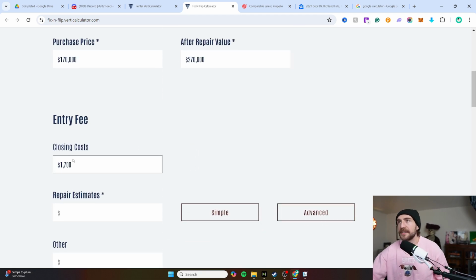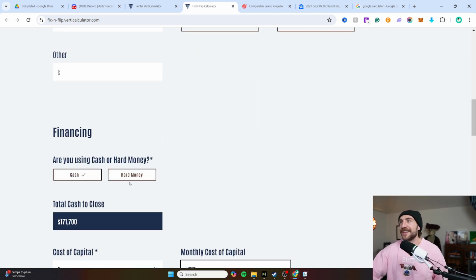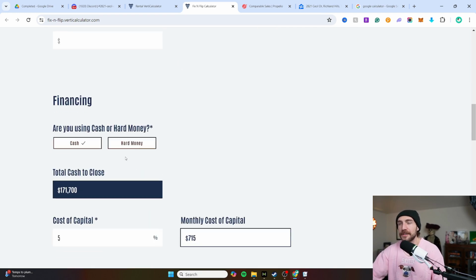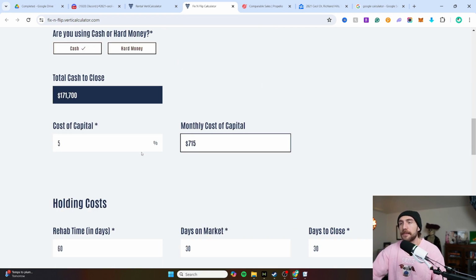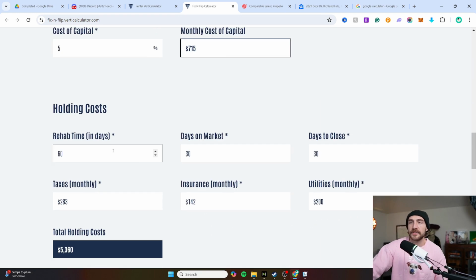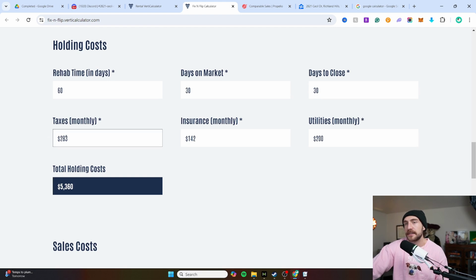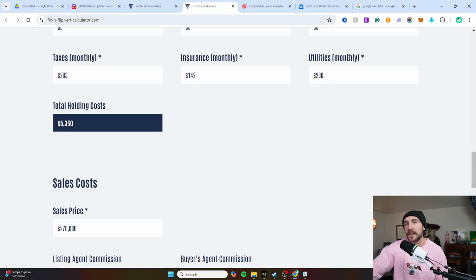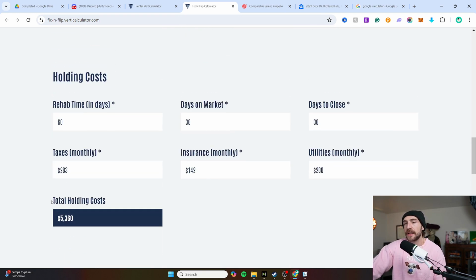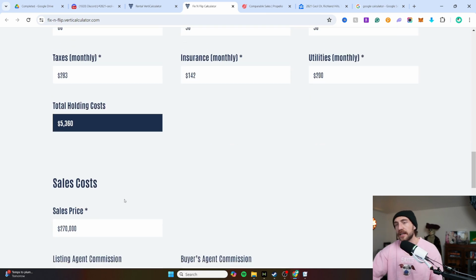Closing costs, guys, 1,700 could easily be higher. I could see this being $3,500. Easy. Just depends on your relationship with your title company. Let's say they bought this cash. I'm going to fly through this, guys. It's going to probably take 60 days to rehab, 30 days on market, 30 days to close. That means during that time, guys, you have to pay taxes, insurance, utilities. They're at probably over $5,000 in holding costs. Easy. That's just the money they have to pay while they're fixing up this house and selling it.